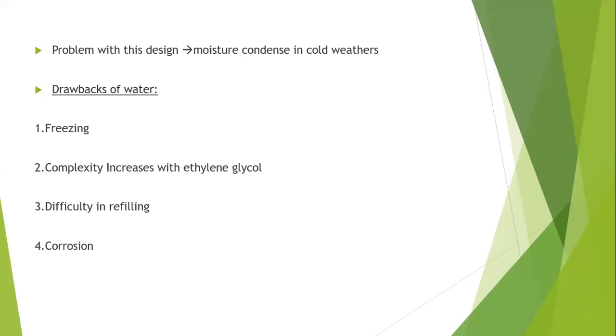To prevent the freezing, we can add ethylene glycol to this water, but this increases the complexity of the heating systems. It is also less effective than water for heat removal in the absorber. Heat will not be removed from the absorber as easily when ethylene glycol is used rather than water. So if you add ethylene glycol as an anti-freezing element, it increases the complexity because the heat will not be transferred so easily.